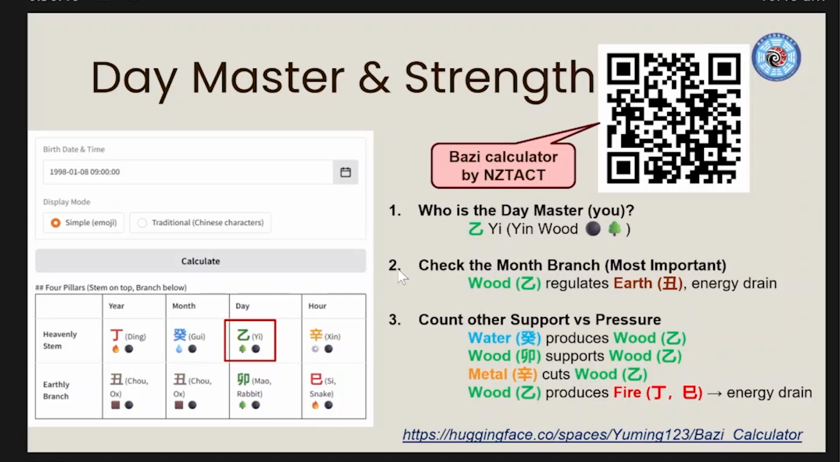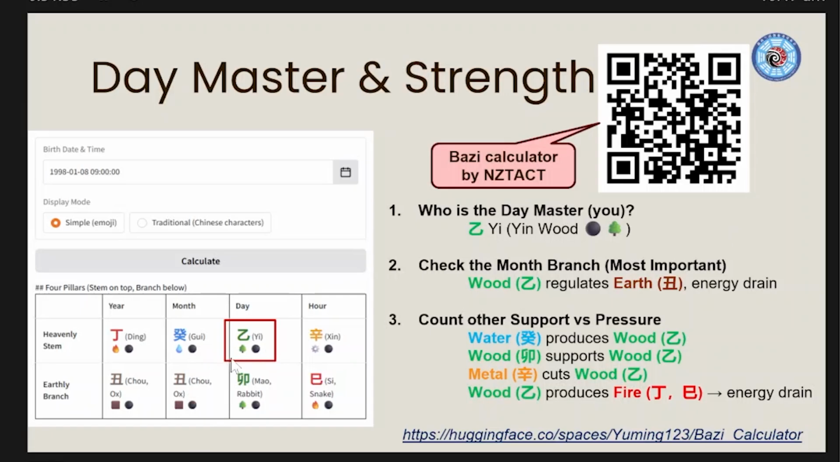After that, the second step is to check the monthly branch, which is the strongest energy among these 8 elements. Why is the month branch the strongest in BaZi? It is because the month branch represents the season, and the season is the climate your day master, that is you, was born into. In this case, the day master is wood, so wood born in spring is going to be naturally stronger, right? And if wood is born in winter, it may feel a little bit cold and drained. The energy is totally different for different seasons, so that's why the monthly branch is the most important.